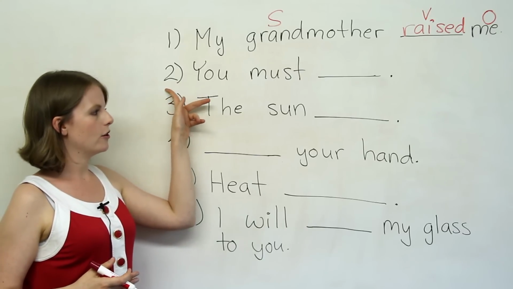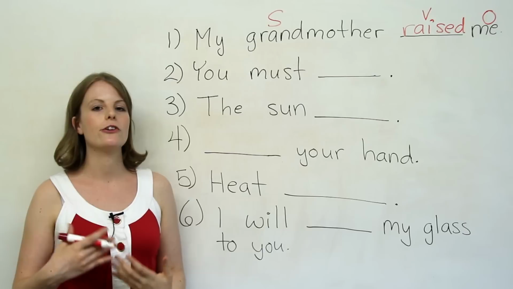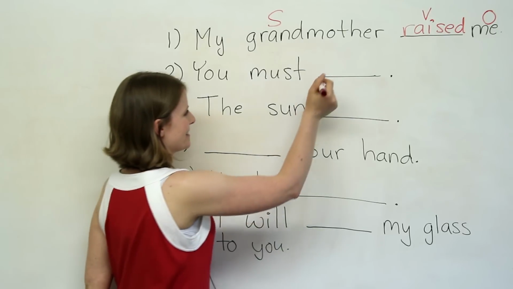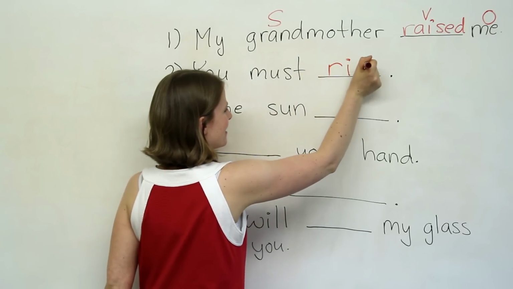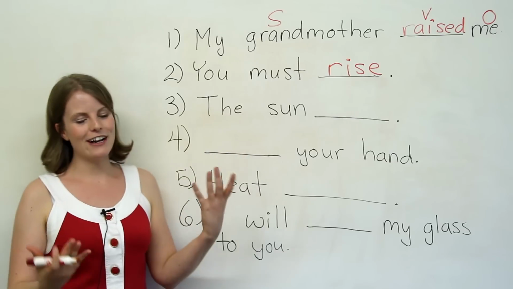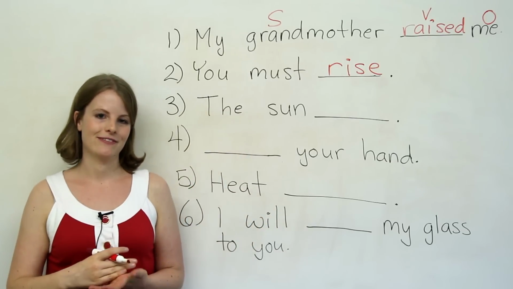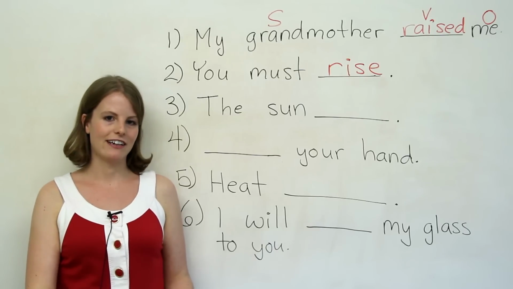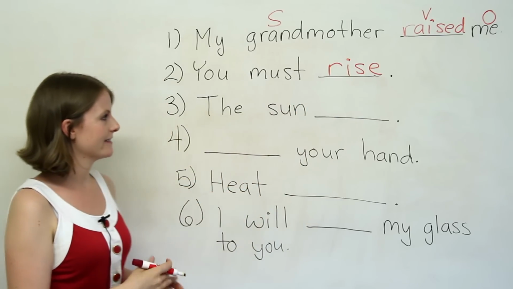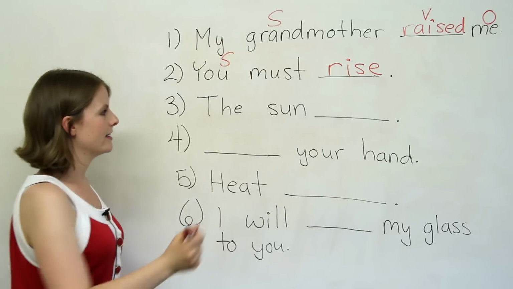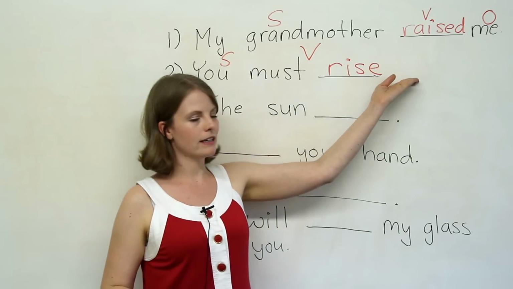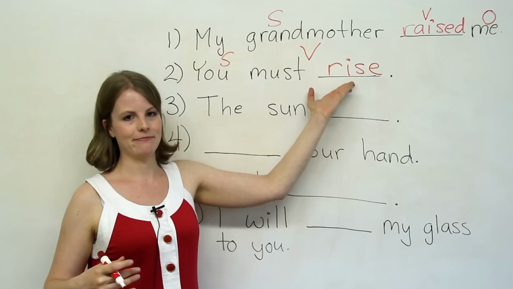Number 2, you must rise or you must raise. Which one do you think is the correct answer? You must rise. Okay, you must rise. So again, raise and rise, very similar meaning. It just means to go up. So if I rise, maybe I'm seated, I'm sitting down in a chair, and I stand up. I rise. So how do I know it's rise? Well, here we have the subject. Must rise is the verb. Is there an object? Anything after the verb? No. So it has to be rise.